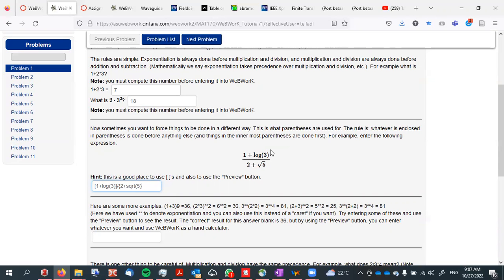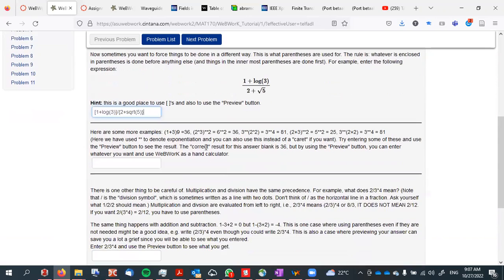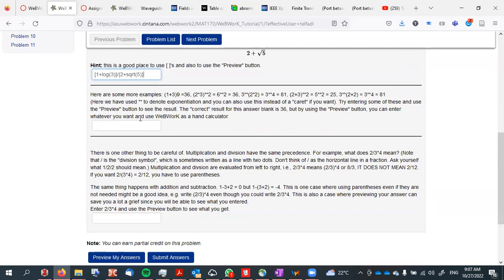And close the round bracket for the square root and the curly bracket for the whole 2 plus square root of 5. Okay. Here's some more examples. 1 plus 3, which is equal to 36. Here we make the division first because it is between parentheses. Here we make the multiplication first, 2 multiplied by 3.